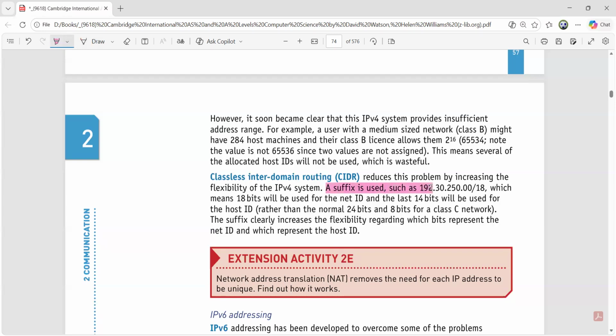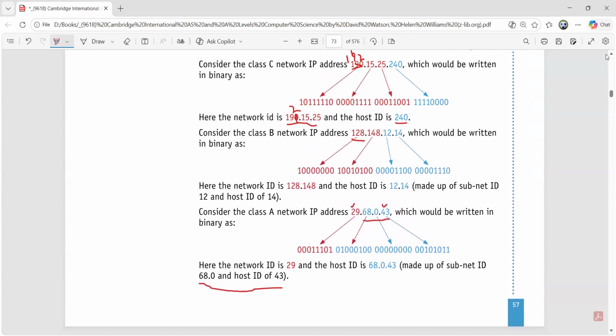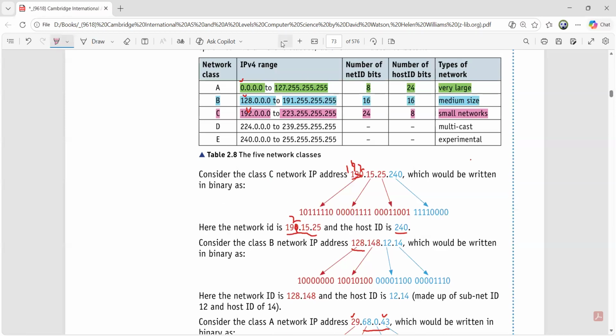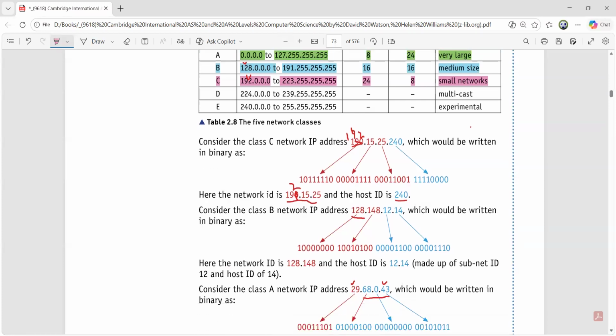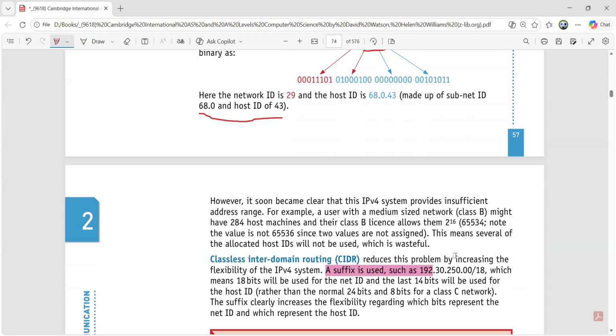Now, looking at 192, what strikes your mind? Which class does it belong to? Children, I said that looking at the first number, we decide the class. So looking at 192, which class does it belong to? I think we have made the shortcut, no? Let me take you back to this one. The shortcut to remember is 0, 128, 192. It means 192 is your class C network. So 192 is denoting class C.